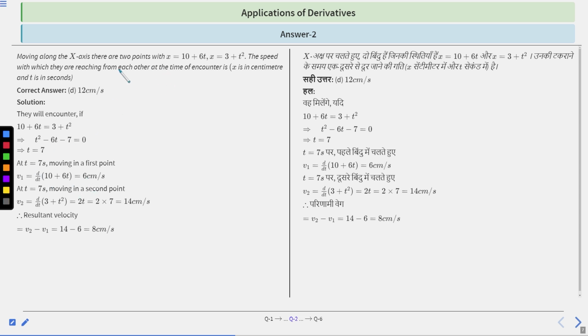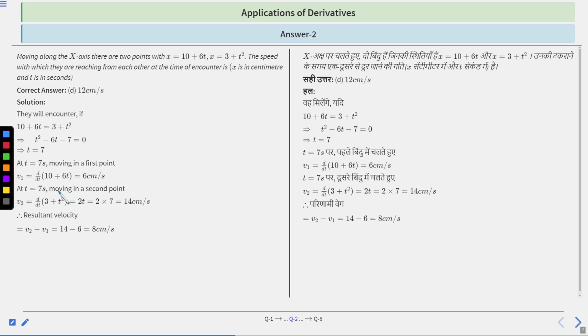what is the velocity of the first point? See, velocity will be d of 10 plus 60 upon dt. Clear? So d upon dt of 10 plus 60 will be equal to 6. It is not depending upon time t. Clear? So v1 is 6 centimeter per second.